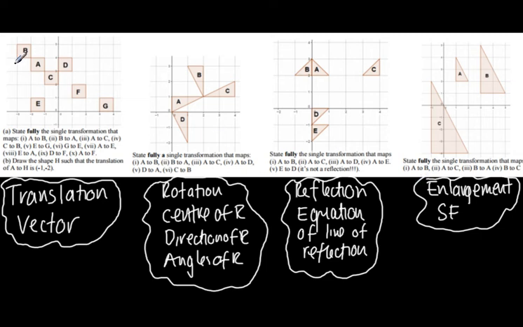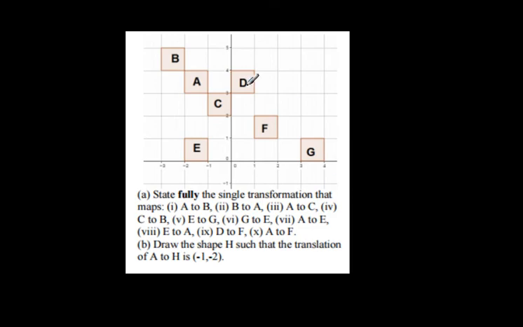So let's go ahead and look at some. All of these, generally speaking, will be translations. What we'll do is look at them as translations and then look at some alternative transformations that we could state for each. So it says state fully the single transformation. Often it will say a single transformation, so you have the opportunity to choose something different to a translation.